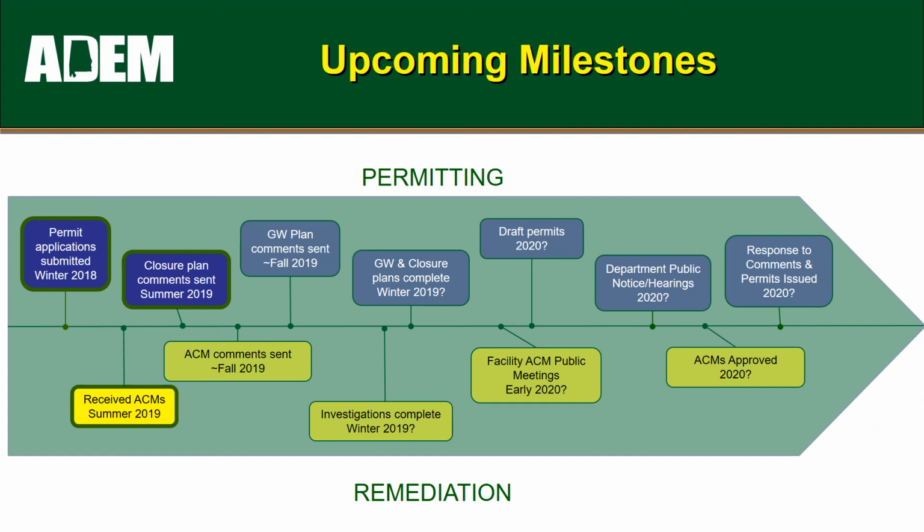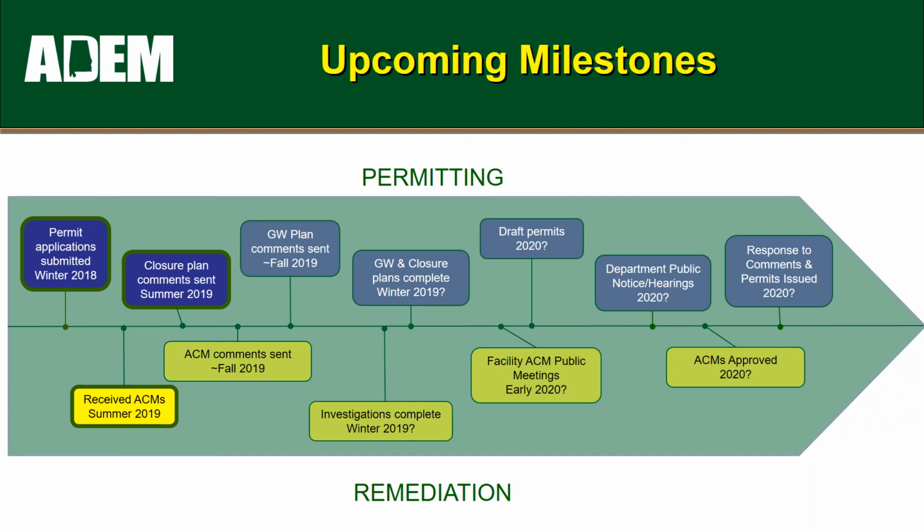Once those activities are complete and the facilities receive the department's comments, the utilities expect to be prepared to present their proposed final remedy to the public in early 2020. This will be done in the form of a public meeting to be hosted by the utilities at each of the facilities in accordance with the federal and state CCR rule. Assuming all of the department's technical concerns with the proposed remedies are addressed, the remedies are anticipated to be approved sometime in 2020.